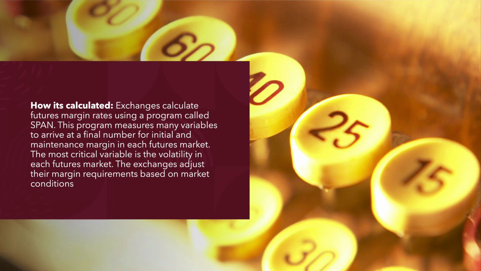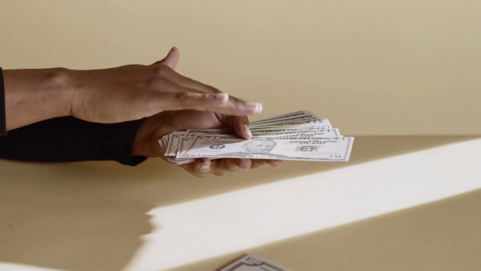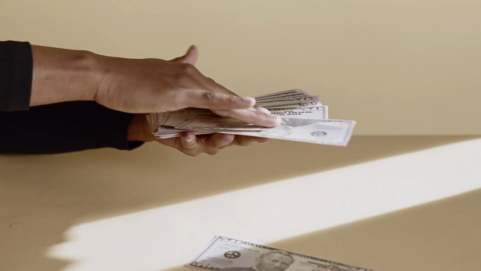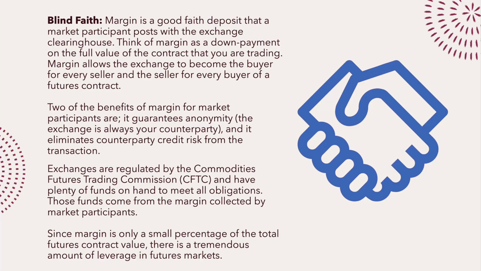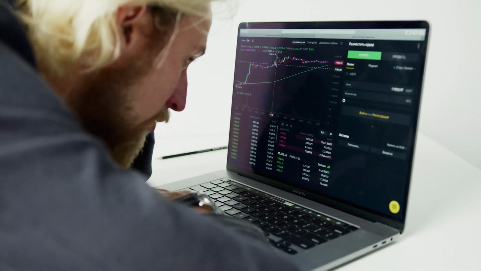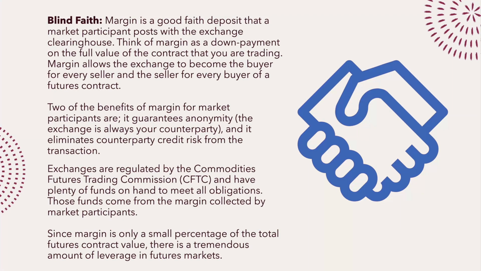All right, so here's the wrap up on margin. Margin is a good faith deposit that the market participant posts with the exchange or clearinghouse. Think of margin as a down payment on the full value of the contract that you are trading. Margin allows the exchange to become the buyer for every seller and the seller for every buyer of a futures contract. This has two benefits for market participants like you and me. It guarantees anonymity. The exchange is always your counterparty, and it eliminates counterparty credit risk from the transaction.